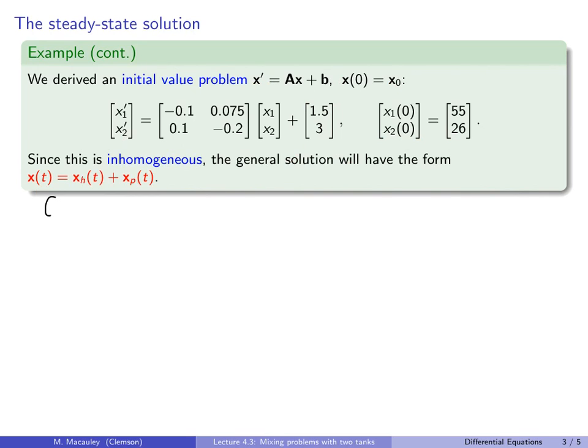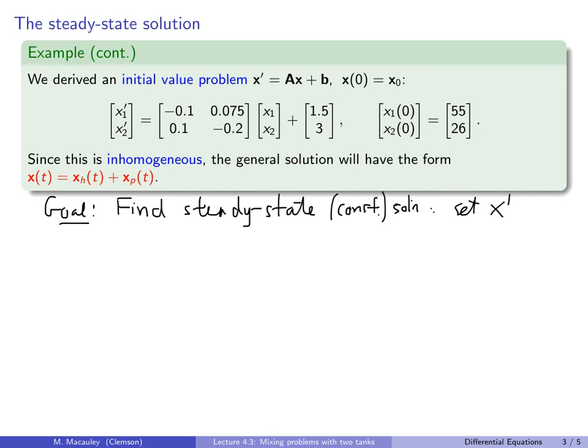So the goal, let me actually write this down. The immediate goal is to find a steady state or constant solution. And to do that, we set x prime equal to 0. And then we solve. So let's do that.